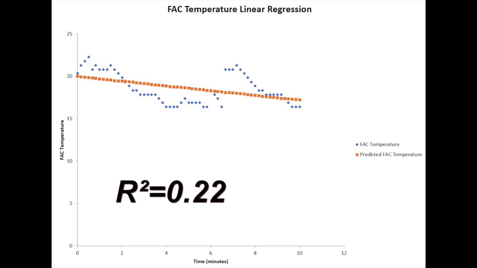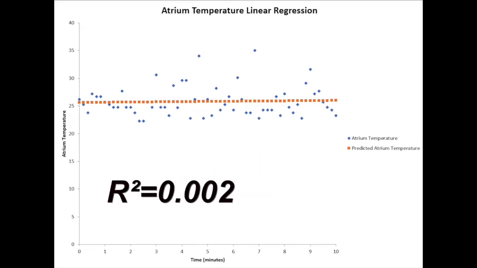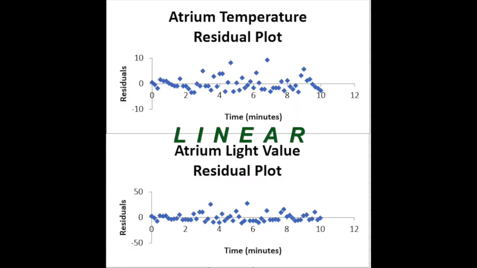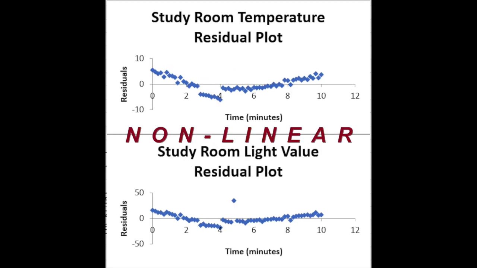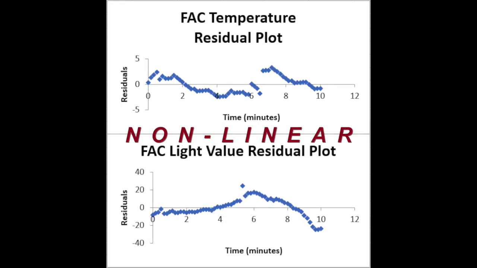The rest of the data has a poor R-squared, meaning that the data does not fit the regression line well and will not be accurately represented in our later AnyLogic model. From the residual plots, we assumed the EER atrium and ECJ classroom data to be linear, and we assumed the EER study room, union, and FAC data to be nonlinear, meaning we cannot use the typical y equals mx plus b slope, and it is not likely modeled correctly with the approach we used later in AnyLogic.